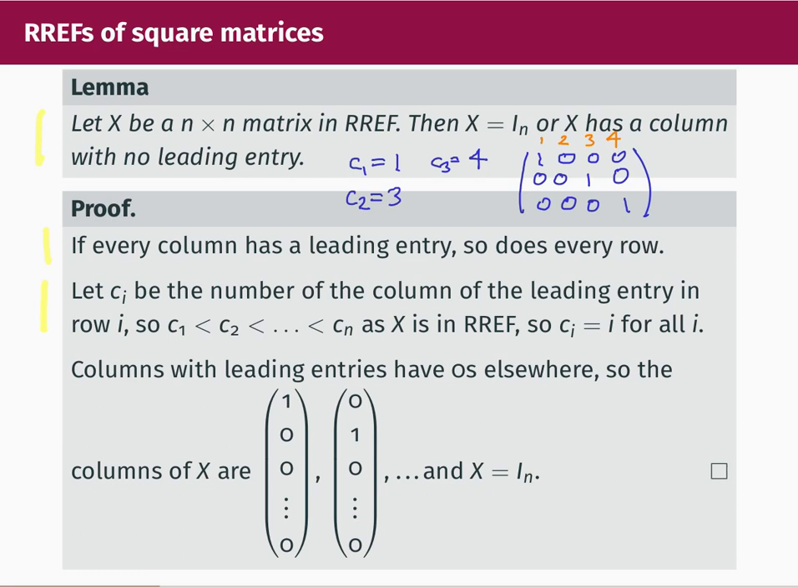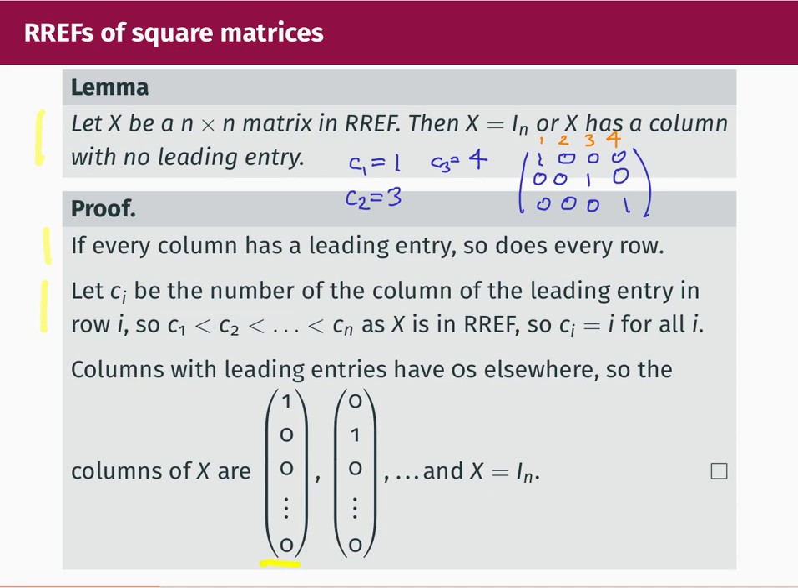Okay, the row-reduced echelon form condition tells us that C1 must be less than C2, must be less than C3, and so on. But C1 up to Cn are all numbers between 1 and n. So the only way you can have this strictly increasing sequence of numbers between 1 and n is if C1 is 1, C2 is 2, up to Cn is n. But columns which have leading entries must have zeros everywhere else, again because of the row-reduced echelon form condition.